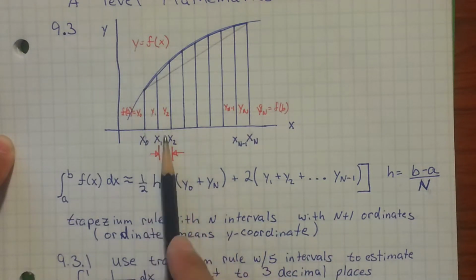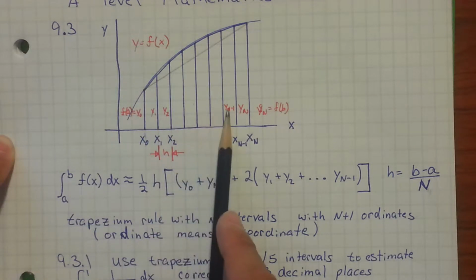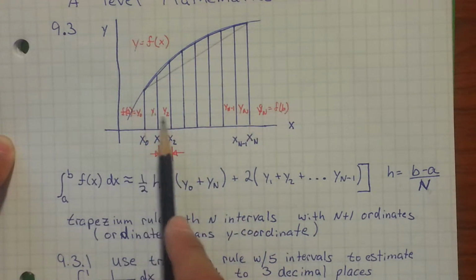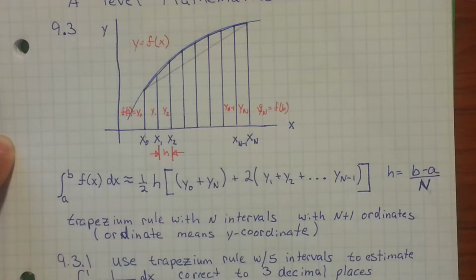Ordinates is just the value going straight up, so it's actually how many of these lines that I'm going to have here that separate and give me the 1, 2, 3, 4, 5, 6, 7, 8, the 8 areas.